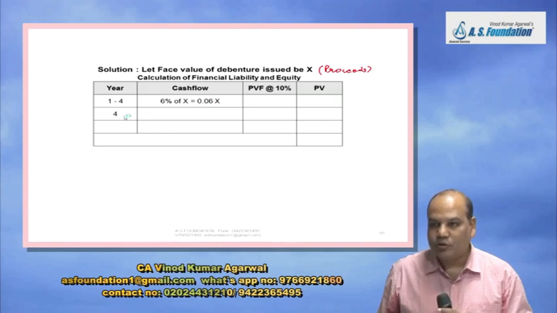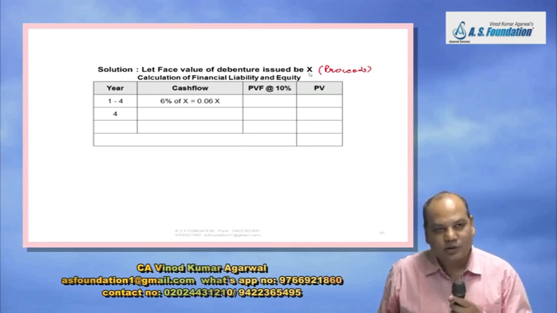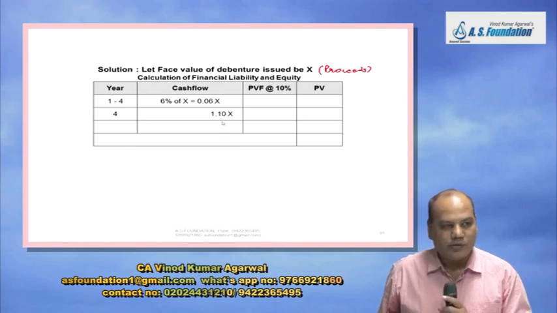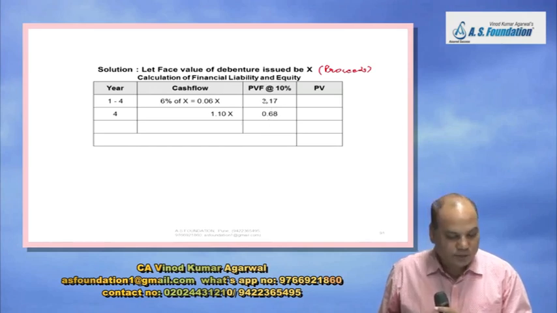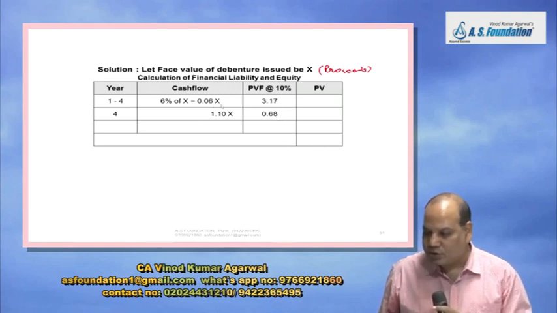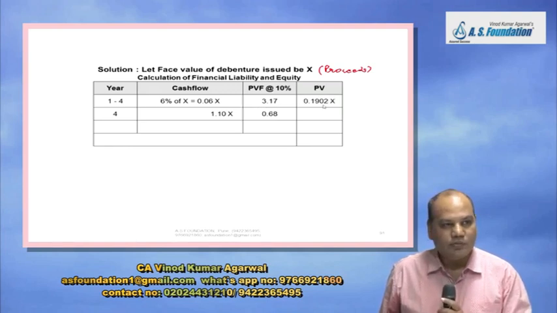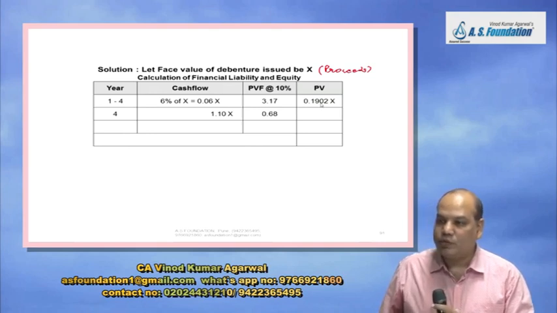And in year 4 you are going to redeem at a premium of 10%. So you are going to pay not only X, X plus 10% of X. So 1.1X. 10% more, 1.1X. Now use the factor given in the question only. 3.17, 0.68. 3.17 if you add the factors at 10% discount rate. Now you multiply 0.06x into 3.17. 0.1902x.